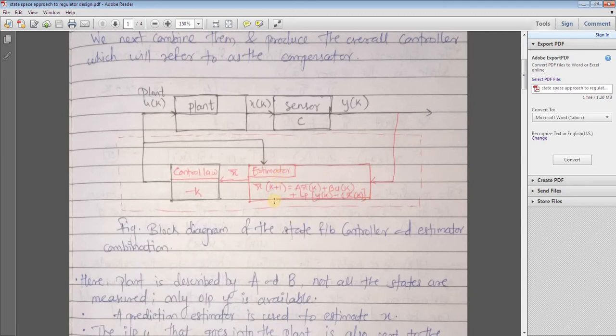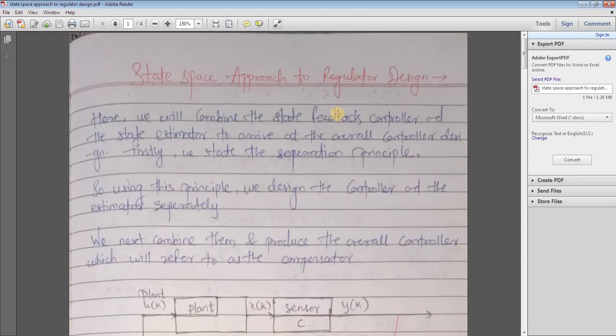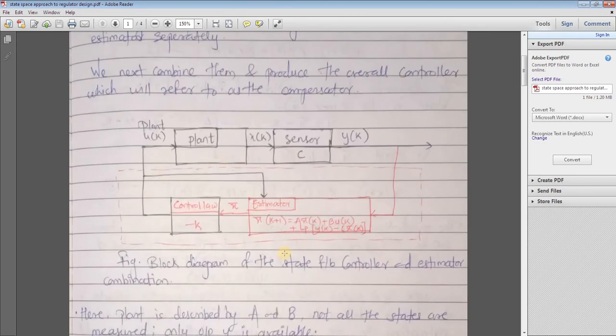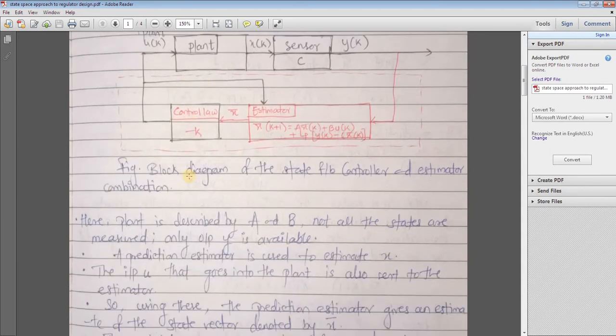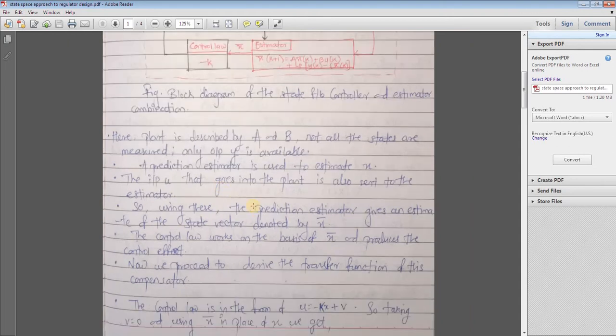So now we are going to derive the transfer function of the compensator. Because we are using the state space approach to the regulator design, we are going to have a look at the derivation or designing of the transfer function of the compensator. This is the theory here. If you want, you can have a look at it.